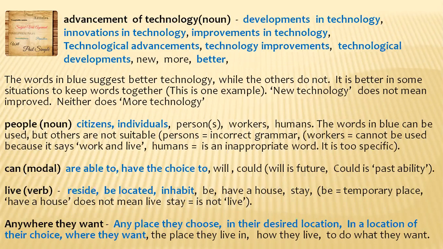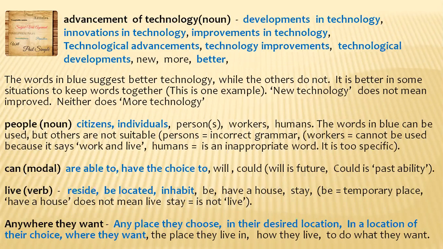Workers. We can't use the word workers in our title because it says people can work and live. Many people don't work for different reasons. Some are retired, some are studying. So it doesn't mean work and live go together. It means some people can live where they want and some people can work where they want. So you've got to cover both. So that's why I wouldn't use the word workers, because it excludes everybody else.